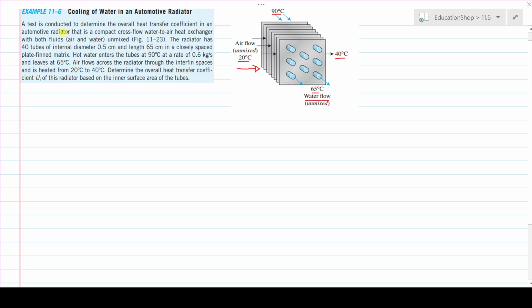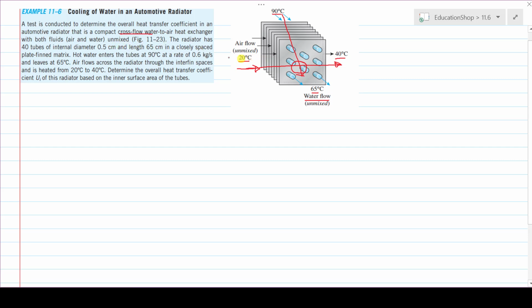Let's come to the statement. What it says: a test is conducted to determine the overall heat transfer coefficient in an automotive radiator, that is a compact cross-flow water-to-air heat exchanger. Cross flow means that here the hot fluid is flowing in this direction and the cool fluid is flowing in this direction, so the flow you observe in this radiator is cross flow. That's why it is called a cross-flow water-to-air heat exchanger, with both fluids, air and water, unmixed.